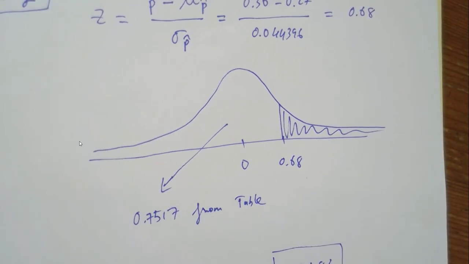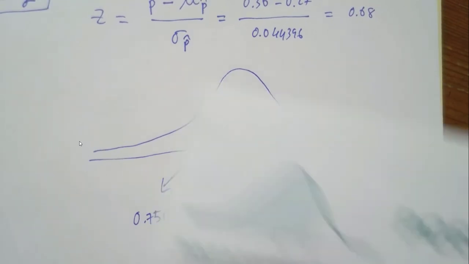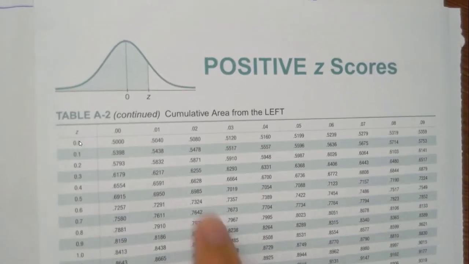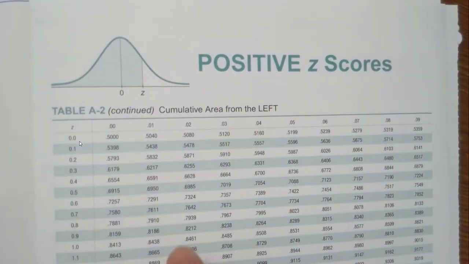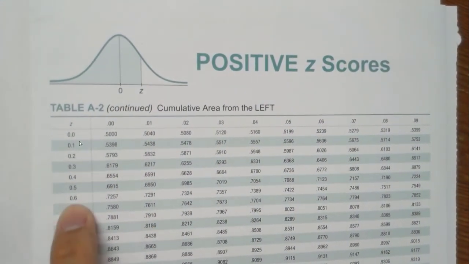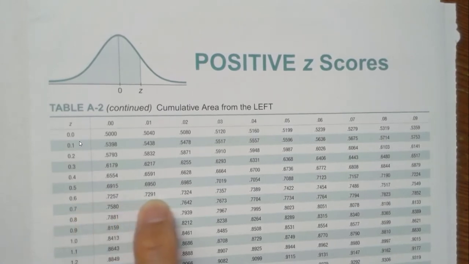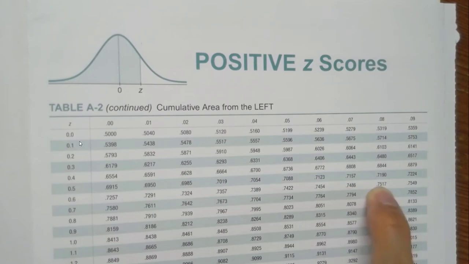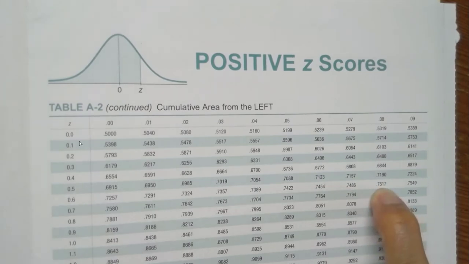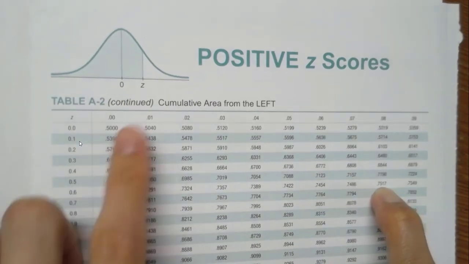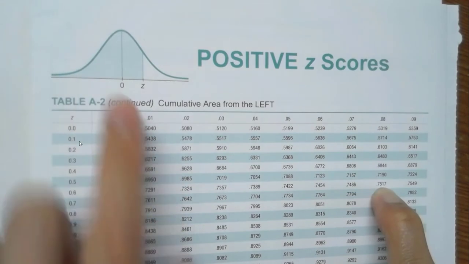This is the positive z-score table. So I go ahead and take it out. I'm looking for 0.68. This is again the area to the left side of that z-score. So 0.6 is right here. We need another 0.08, so we go all the way to the right, to this column. This is 0.08, and I get 0.7517. That is the area to the left side.